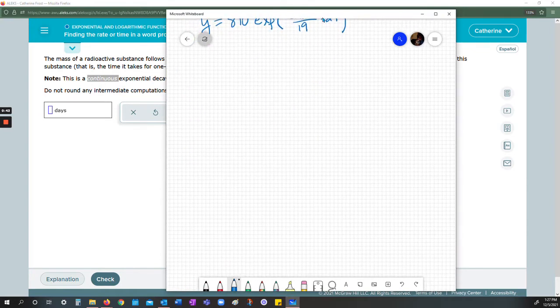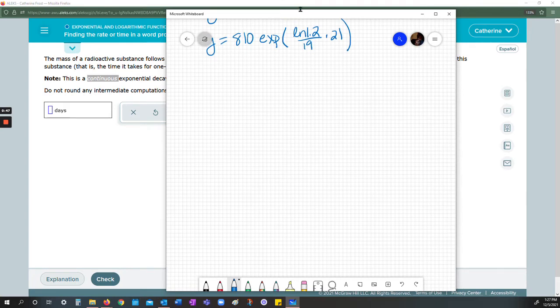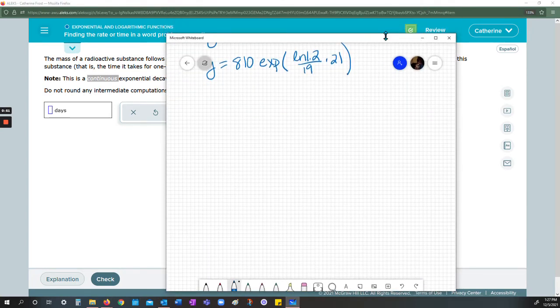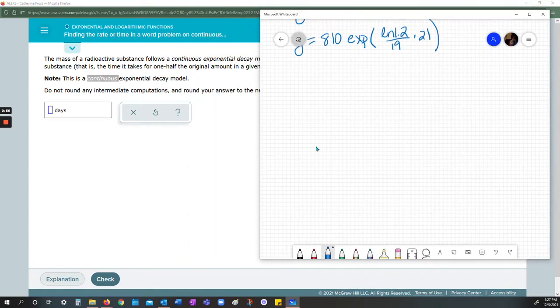So let me get rid of that from a different problem. Oh, it's not letting me make it go away totally. Oh, well, it's fine. Okay.